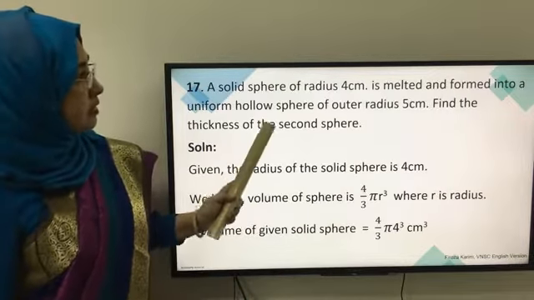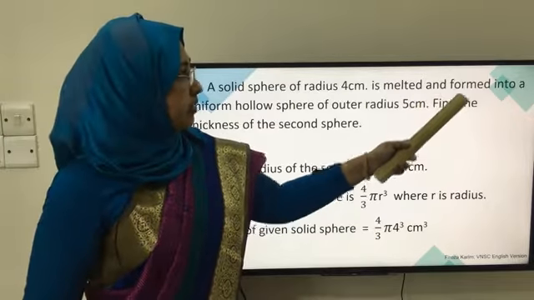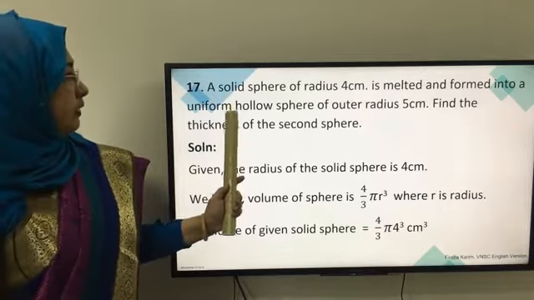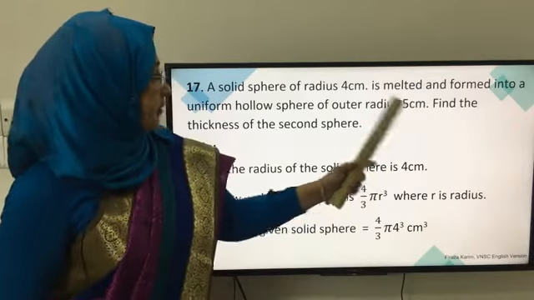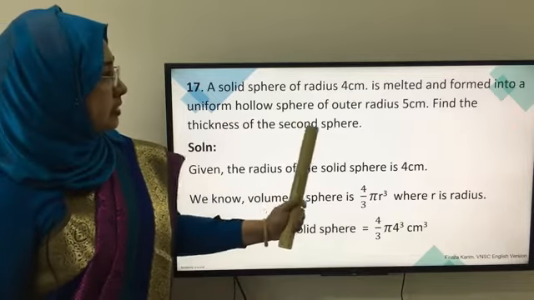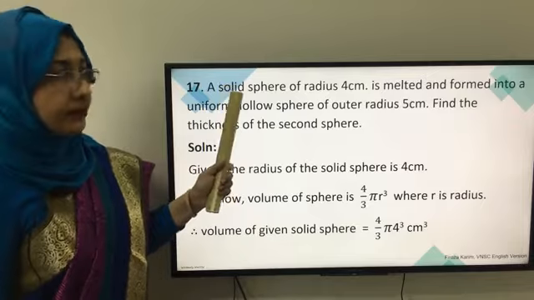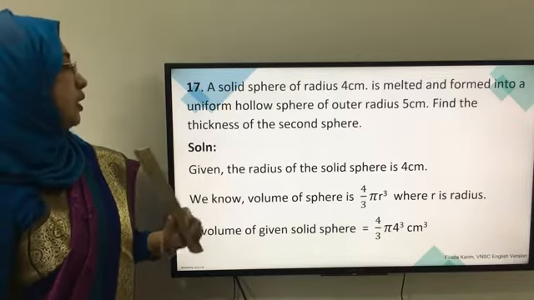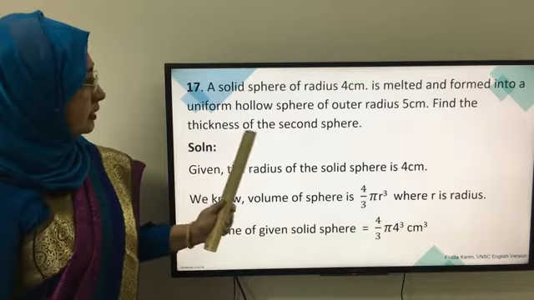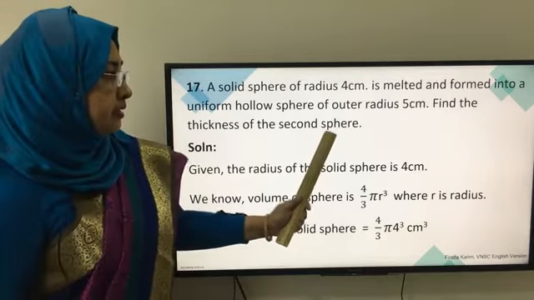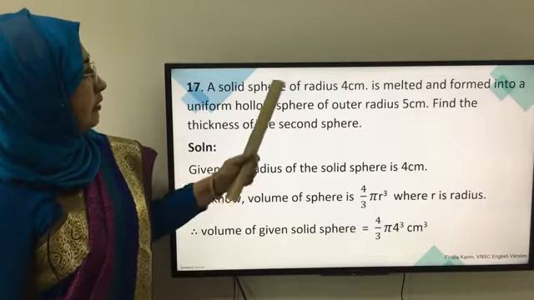Okay, a solid sphere of radius 4 cm is melted and formed into a uniform hollow sphere of outer radius 5 cm. Find the thickness of the second sphere. I am doing number 17 since I have some time in my hand. Okay, so do it with me. You have to find the thickness of the second sphere. Okay, so we don't know the thickness of the second sphere.